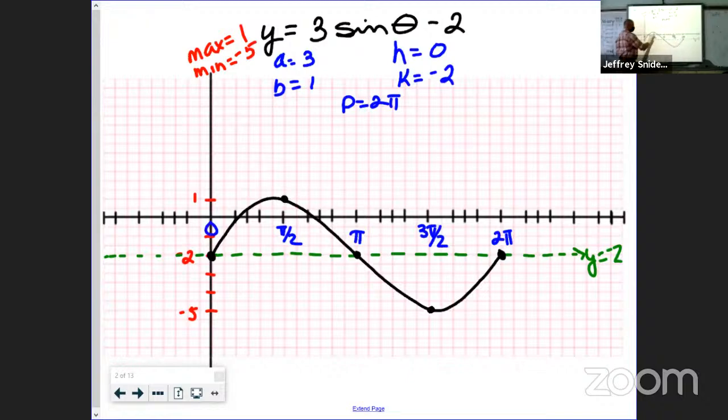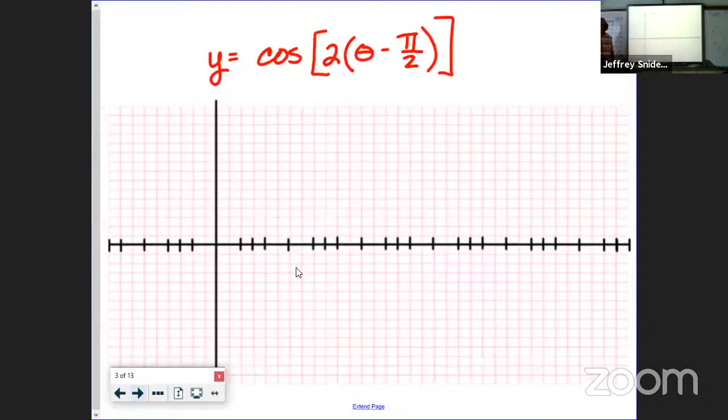Notice that this distance and this distance would be the same. This distance and this distance are the same. And that's the value of A. Are we okay with that one? Anybody have any questions on that one? Then please try the next one.